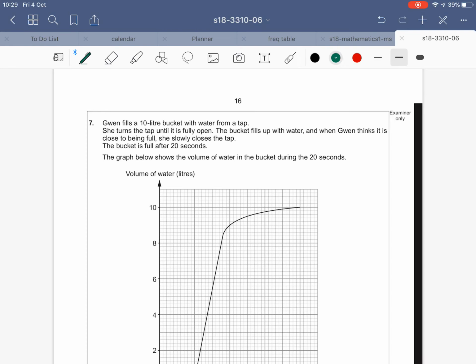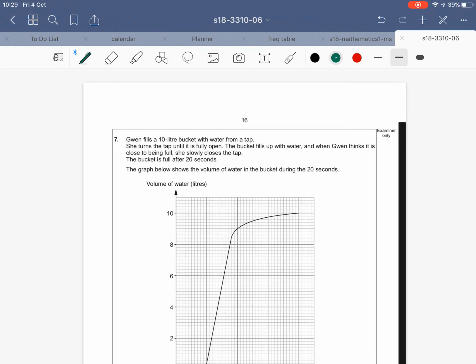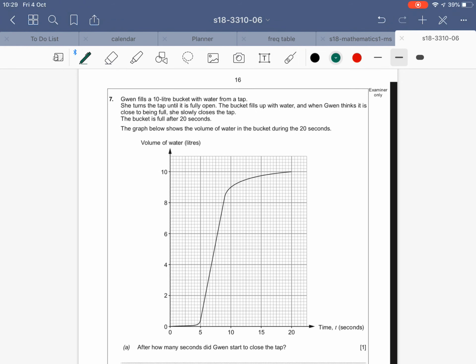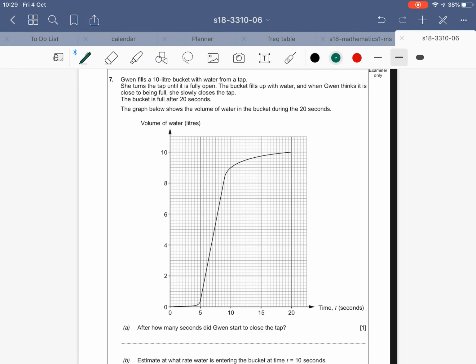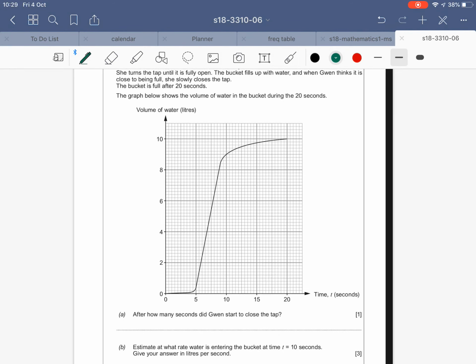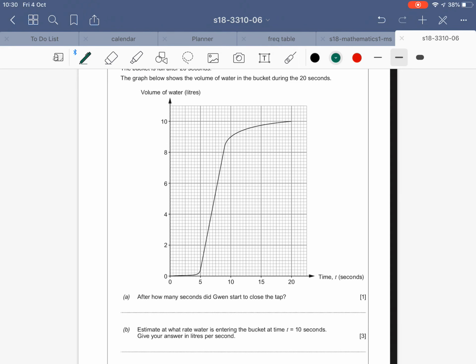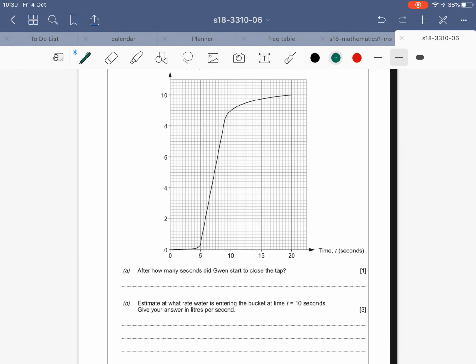Question 7. Gwen fills a 10-litre bucket with water from a tap. She turns the tap until it fully fills the bucket. When she thinks it's close to being full, she slowly closes the tap. The bucket is full after 20 seconds. The graph shows the volume of the water in the bucket during the 20 seconds. After how many seconds did she stop closing the tap?